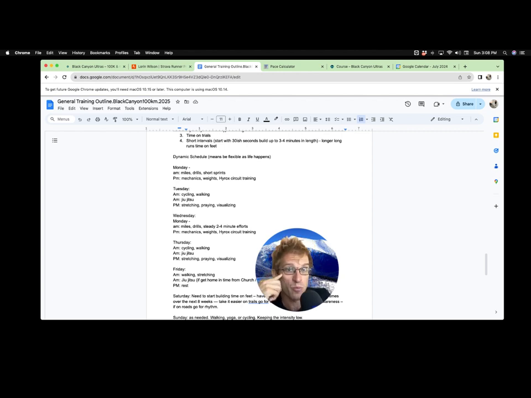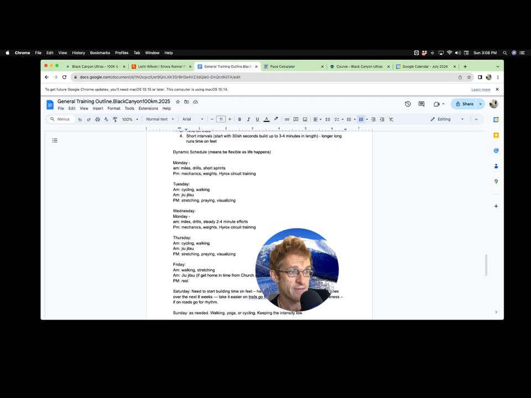I work a lot at my computer. And so I'm trying to unwind the perils, not so much of sitting, but of being in one position for too long. So yeah, Monday, the PM, work on mechanics, weights, Hyrox circuit training. Tuesday in the AM, do some cycling or light cardio with some jiu-jitsu. And then stretching, praying, visualizing in the afternoons.